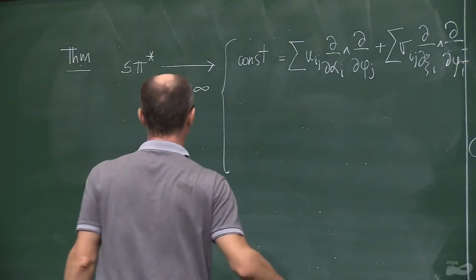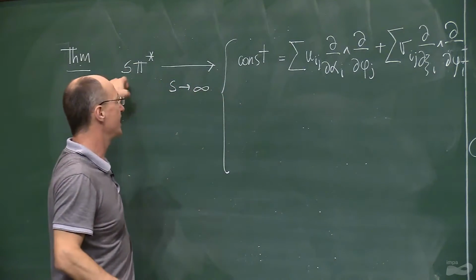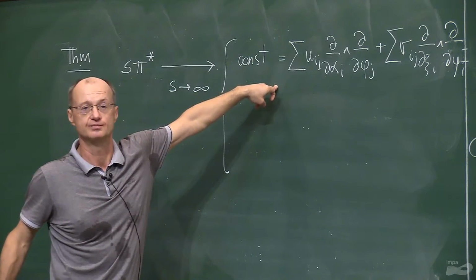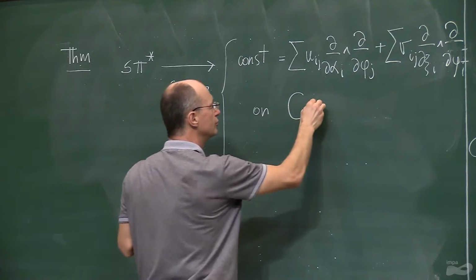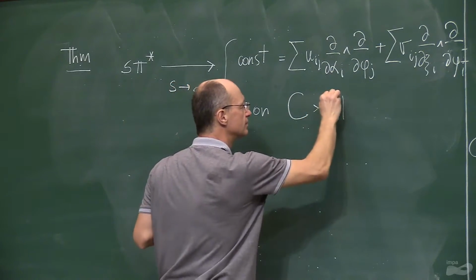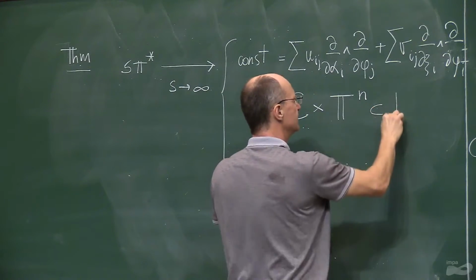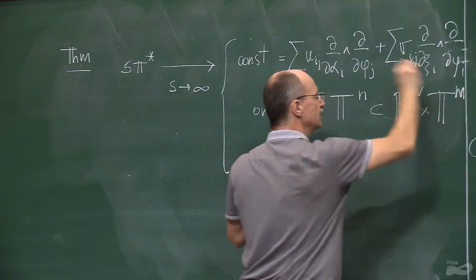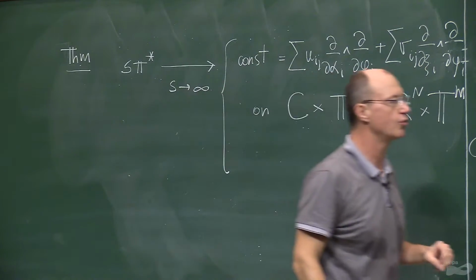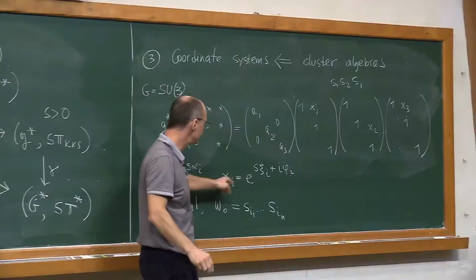Maybe one more thing. Yeah, two more things. But actually, what I said is not quite true. It's true on some cone times a torus inside R^N times T^m. So you see our coordinates, we have capital N of them, alphas and xi's.